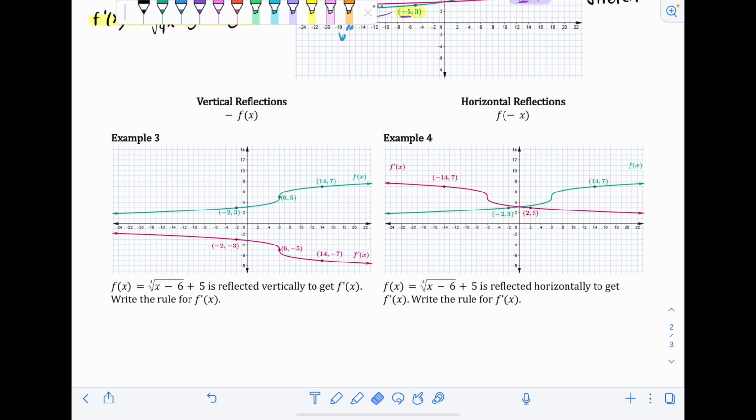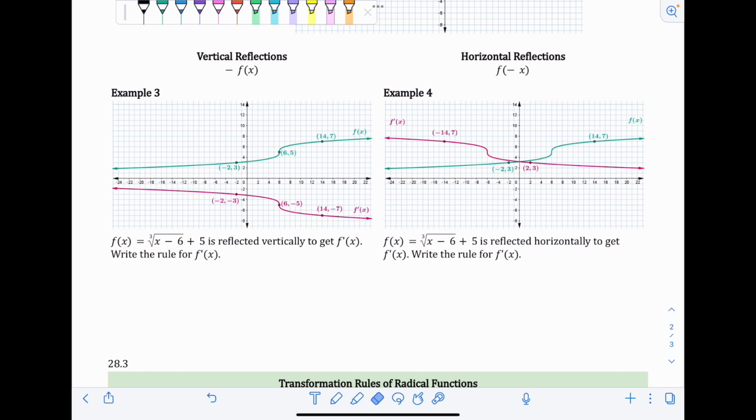Okay, so on to the actual problems. Example 3. F of x equals the cubed root of x minus 6 plus 5 is reflected vertically to get f prime of x. Write a rule for f prime of x. So f prime of x is going to be equal to negative f of x if it's reflected vertically. So since f of x is cubed root of x minus 6 plus 5, I can take that and put it here. I will have to put it in parentheses though because we have that separate term outside the radical. So it'd be f prime of x is equal to negative, and then the cubed root of x minus 6 plus 5.